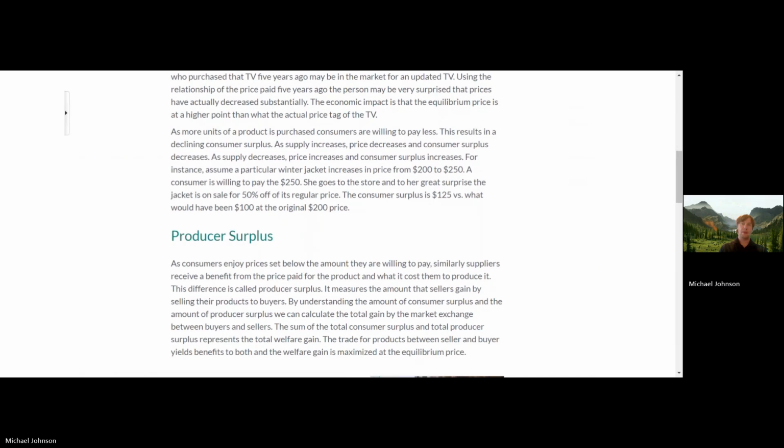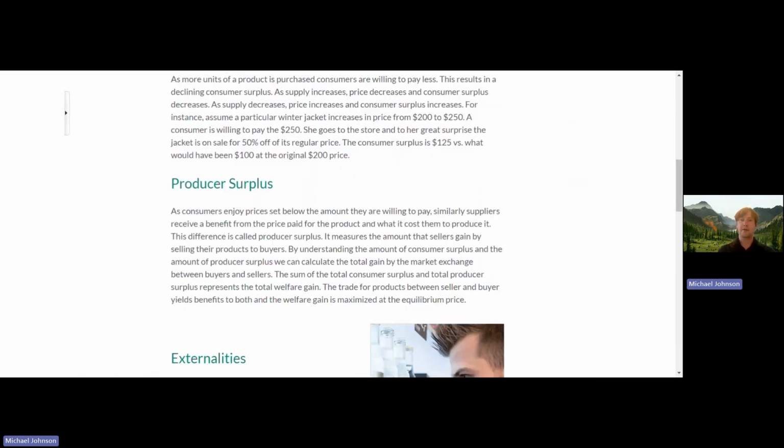As more units of a good are produced, consumers are willing to pay less. For instance, say a particular winter jacket increased in price from $200 to $250, and consumers are willing to pay the $250. But if it goes on sale for 50% off, the consumer surplus would be a lot higher. If you pay less for something than full price, you get a higher consumer surplus because you're getting more value out of it per dollar.